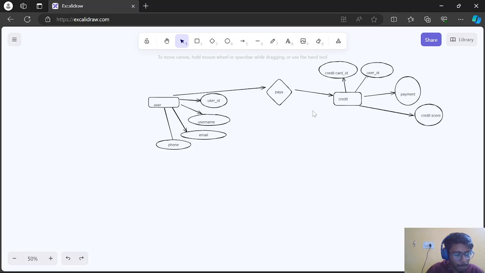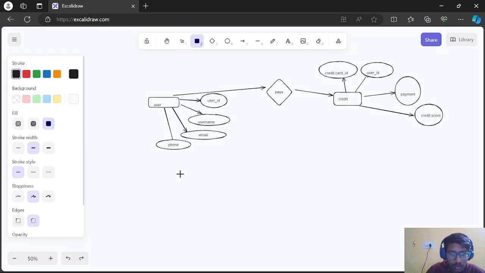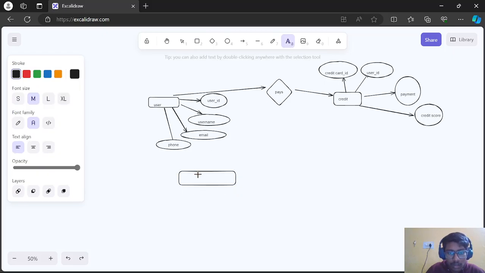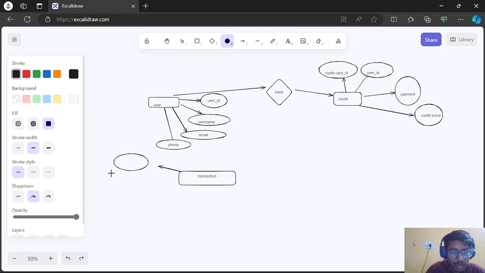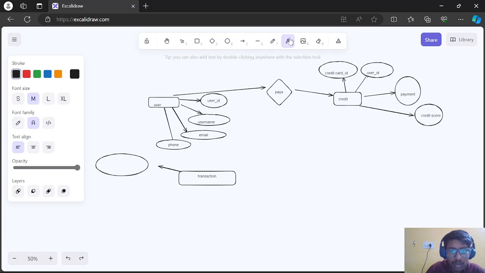And let's go with another entity. Okay. So let's go with the transaction. And what can be the attributes in this one? Of course, the transaction ID, of course.